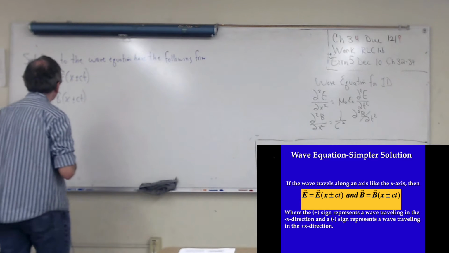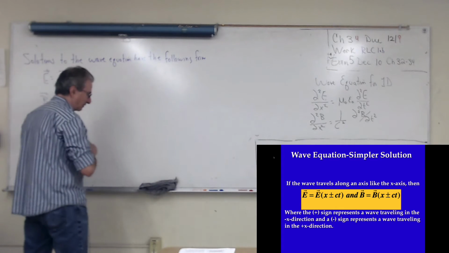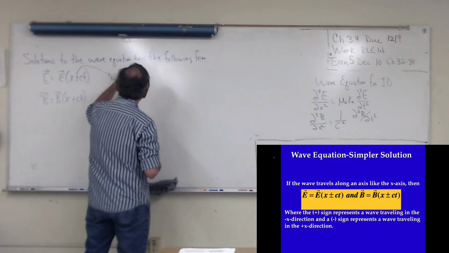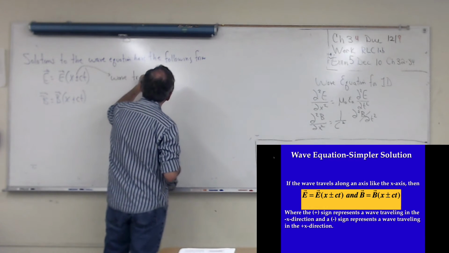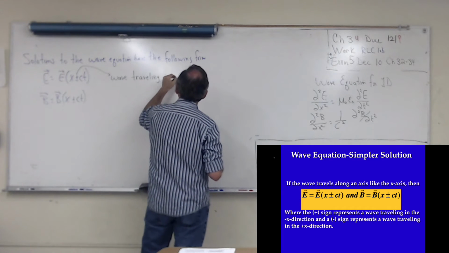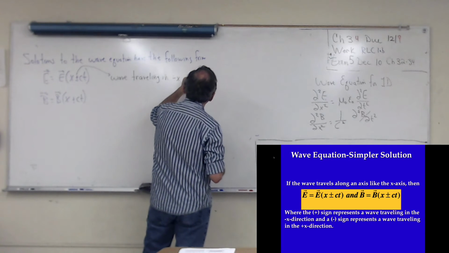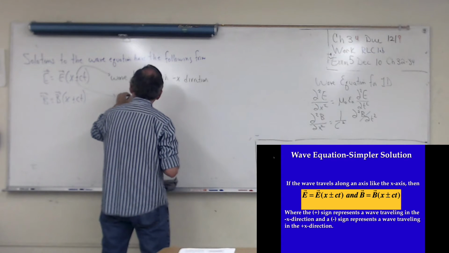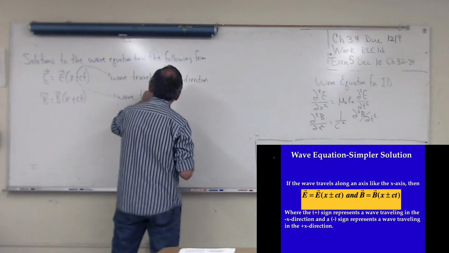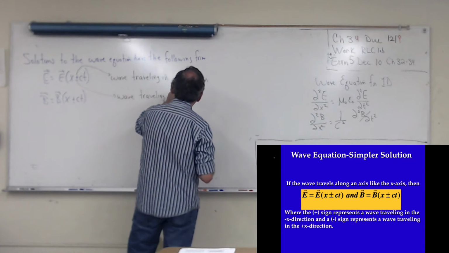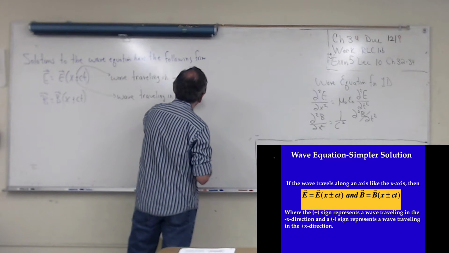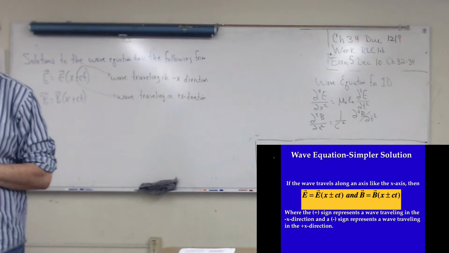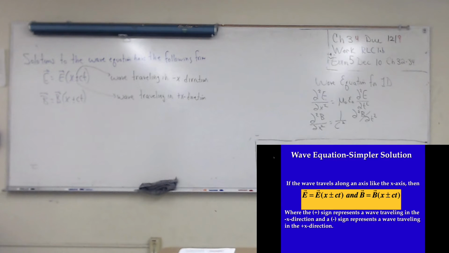Now, the positive sign, this is always confusing, is a wave traveling in the negative x direction. The negative sign is a wave traveling in the positive x direction. Does that make sense or does that bother you? Bothers me a little bit.